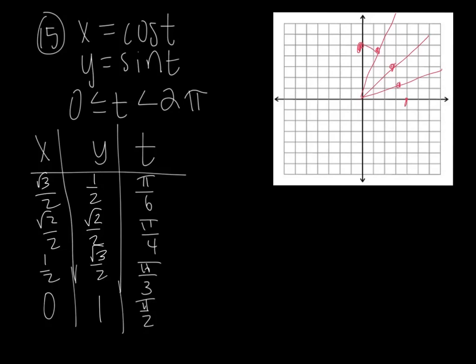So basically, this graph is just the unit circle, and you draw it in like that, because the values go up all the way to 2 pi. So that's one full rotation around the unit circle going this way. And then you would say this value is t equals 0 radians, t equals pi over 6, t equals pi over 4, etc.